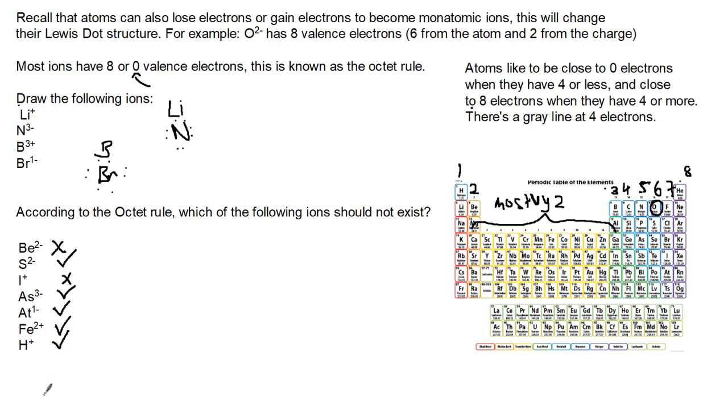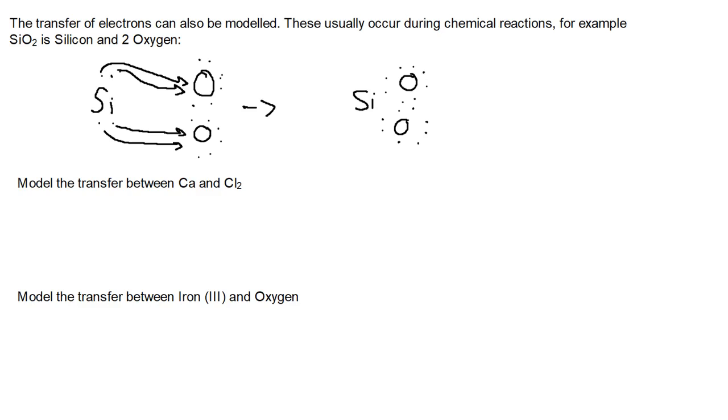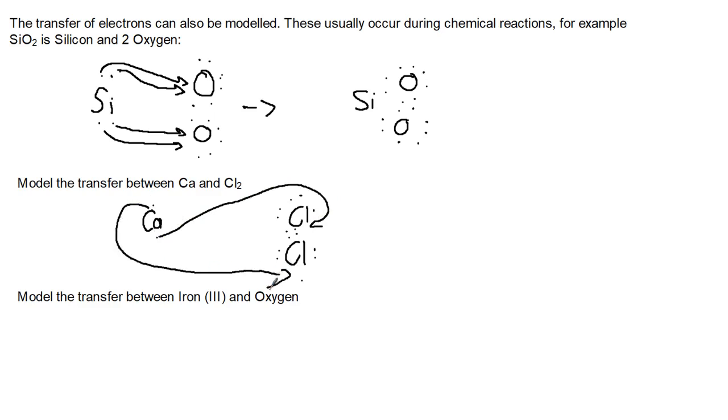But an atom can have 0 electrons, and that's what makes the water in your thing more acidic, the 0 electrons. So the transfer of the electrons can be modeled by the Lewis dot structure as well, right? They normally occur during chemical reactions. So for example, SiO2, silicon, oxygen, I modeled it right there, right? So Ca and Cl2 is calcium, which has, I'll just draw the 2 chlorine first. They have 7 each. So 1, 2, 3, 4, 5, 6, 7, right? And then calcium has 2. So calcium 1 goes there, and calcium 2 goes there.